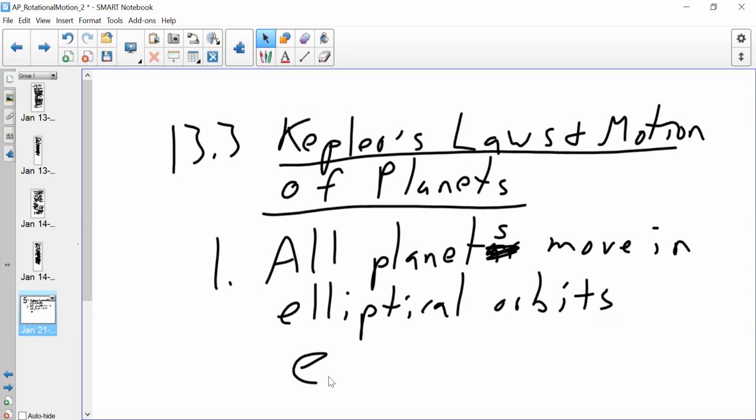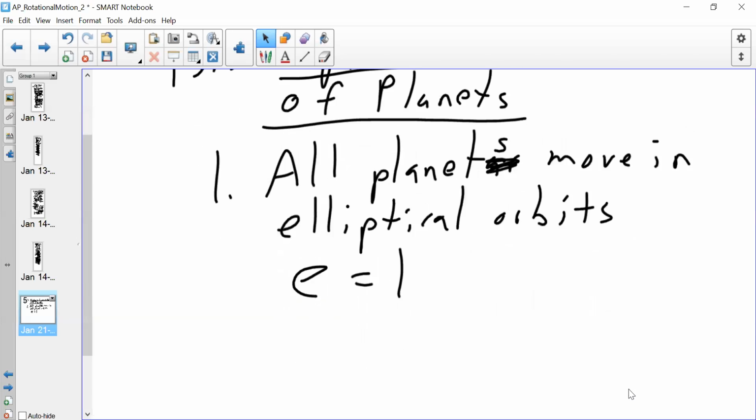And then if you go into higher levels of physics, you're going to see the differences. E equals 1, I believe, is for a perfect circle. And then with higher numbers, you get different types of elliptical orbits or even hyperbolic orbits, like comets coming in on a hyperbola. So there are different levels of eccentricity, but all planets move in elliptical orbits.